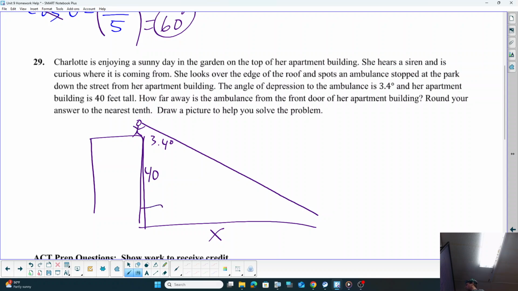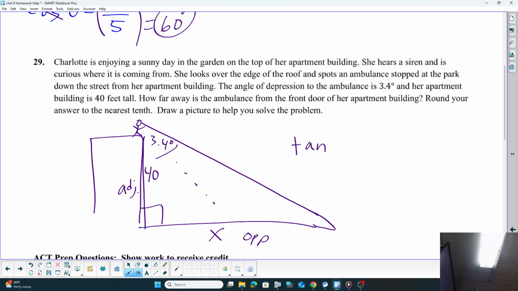Well, this is a right triangle, an angle of depression. And so that means we're going to be looking at that side. So that side from the angle is going to be the opposite side. And that means that this is the adjacent side. So which trig function goes with opposite and adjacent?